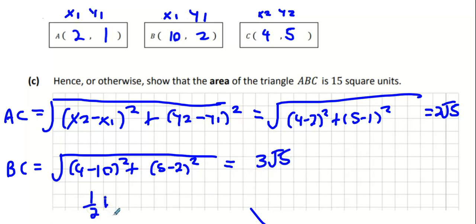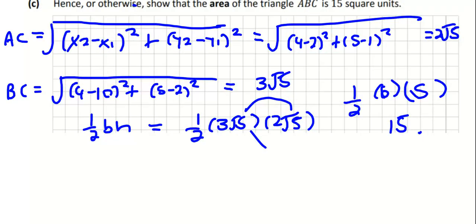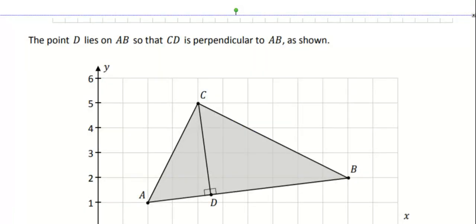Remember, it's a half base times height, which is going to be a half, 3 root 5 times 2 root 5. Root 5 by root 5 is 5. 3 times 2 is 6. Half times 6 times 5 is 30. Half of 30, 15. And that's how we knew we had the right answer there. So we knew we were on our way to getting that one correct. Okay, I'm going to pause it.